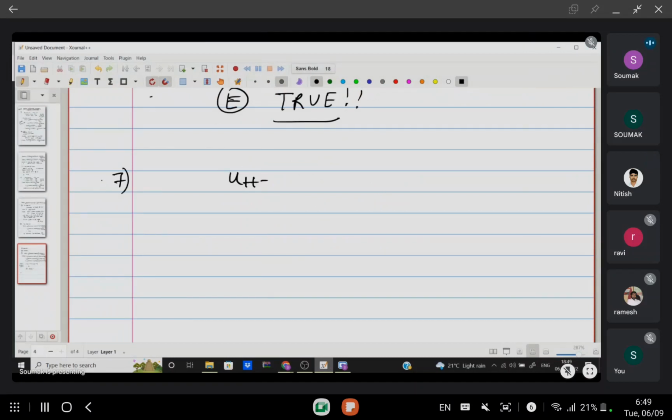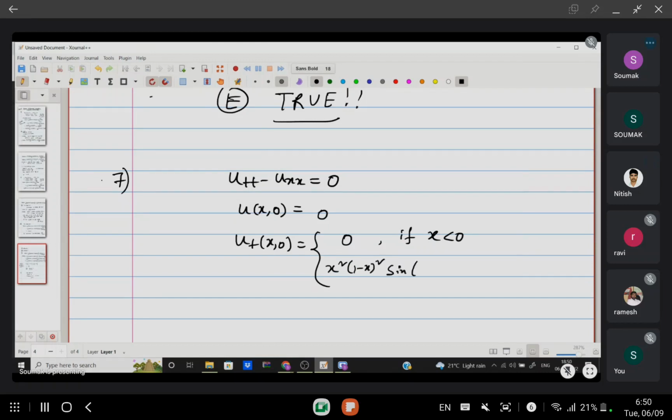u_tt minus u_xx is 0, u(x,0) is 0 and u_t(x,0) is something bigger. It is 0 if x is negative. It is x squared (1 minus x squared) sine x minus half if x is between 0 and 1, and it is 0 if x is bigger than 1.